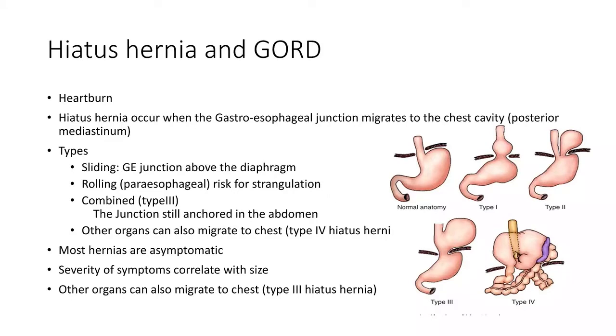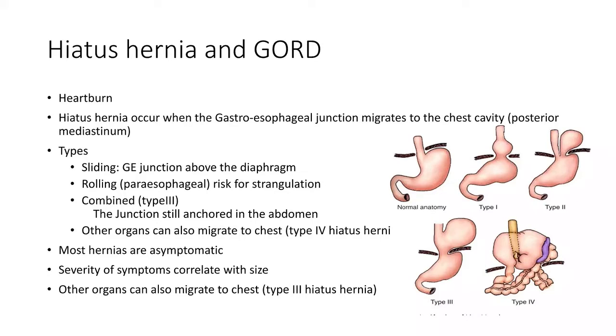This is a very uncommon type of hernia, though, but it does get encountered occasionally. And the fourth one is when you have other abdominal viscera that will migrate into the chest, and you'll be surprised how much of the abdominal viscera can get herniated into the chest cavity, including the colon and the spleen and the distal part of the pancreas.